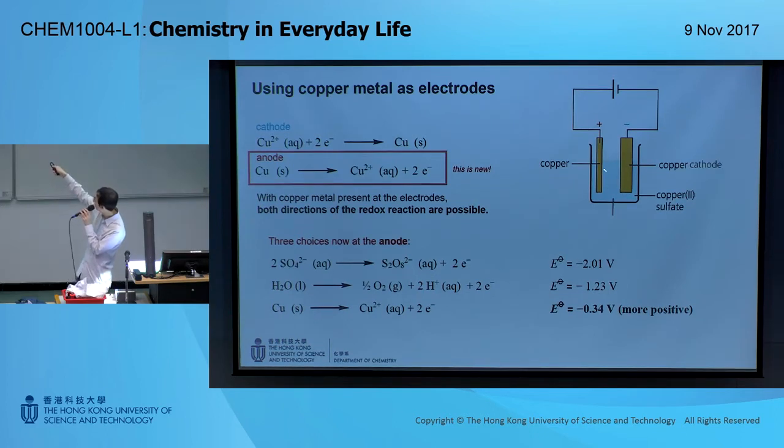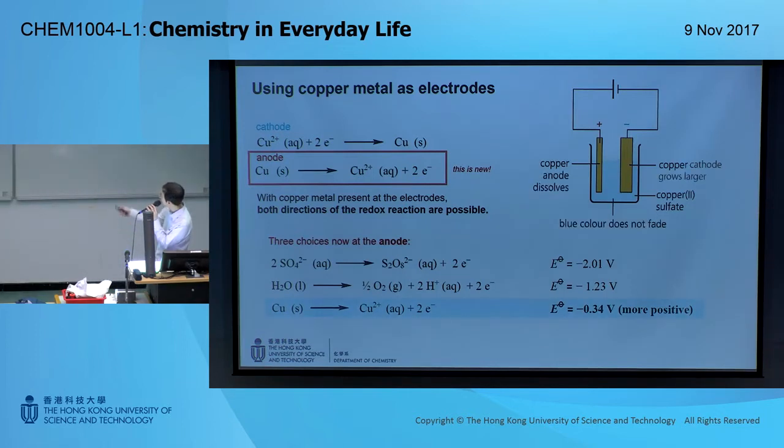So this will become smaller and smaller, and the copper ion will go over to this side and gain electrons and become deposited here as copper metal. This side will grow. So we can now see what is going to happen. This will take place and the copper anode will dissolve. This copper cathode will grow larger. The blue color will not fade.